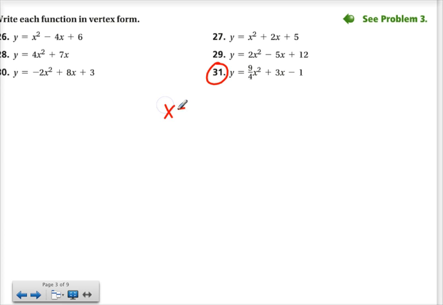So we're going to start by using our little formula x equals negative b over 2a in order to figure out where that x coordinate is. And it's y equals ax squared plus bx plus c. That means our b value here is 3, so that will be negative 3 over 2 times, and our a value is 9/4. So a little practice again with multiplying fractions here.